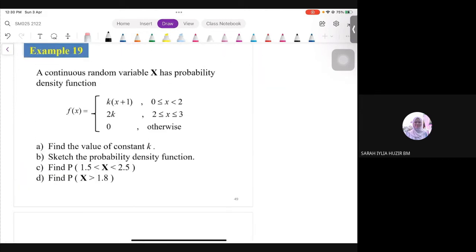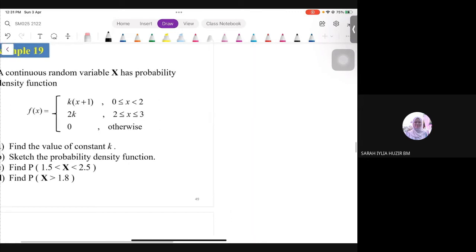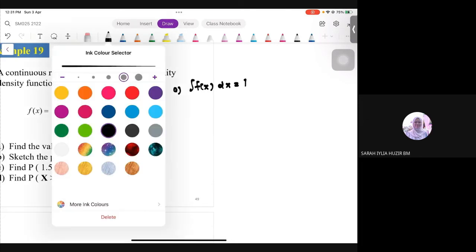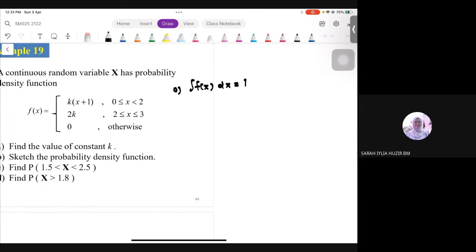Okay, next one. We still have a continuous random variable here. Our function is in the form of piecewise function. So our number line is quite tedious here. Careful with the range. So find the value of constant k. Okay. So this is basically following the same step as before. If we want to find the constant, remember integrate the whole function must be equal to 1. So since now we have two different functions here, we must integrate each function based on its region.